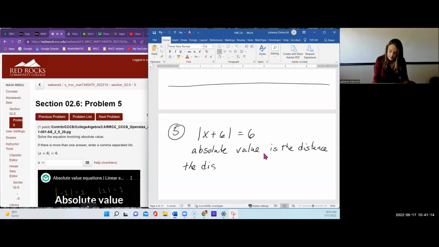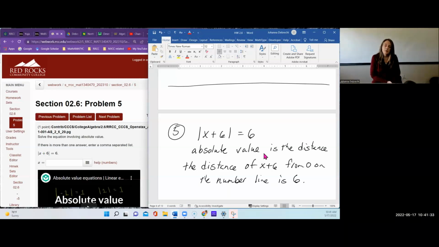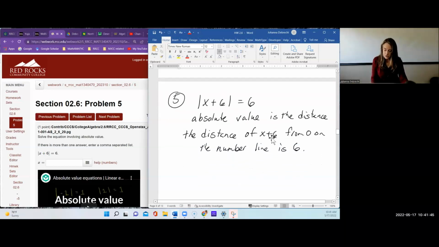The distance of x plus 6 from 0 on the number line is 6. That's really what we mean when we talk about an absolute value. Absolute value is how far it is from 0 on the number line. So x plus 6 can be 6 away from 0 on the number line. Let's draw that situation so we can understand what it means.